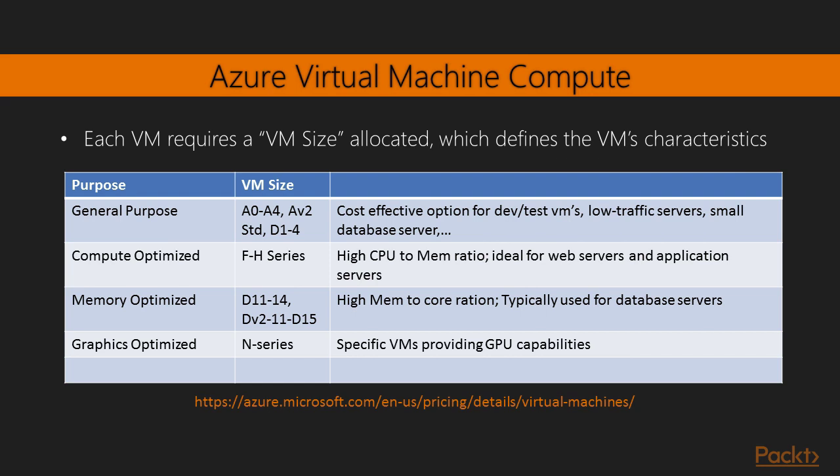The second category is computing optimized. It's the F, G, and H series, giving you a high CPU power to memory ratio, recommended for web servers and application servers. The third category is memory optimized machines, D11 to D14 or the version 2 D11 to D50, giving you a high memory to core ratio, typically being used for database purposes. Really powerful machines, having a lot of memory, multiple cores, giving you a lot of power for running databases.